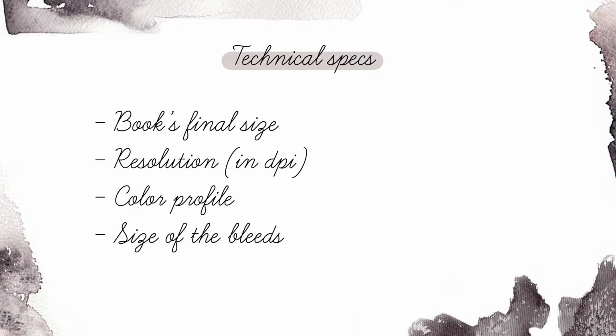Alright, let's get started. The first thing that you're gonna need to do is ask some questions to your client to figure out what the project's technical specs are. The specs vary from project to project because they depend mostly on the printing company that your client is using. You're going to want to ask the book's final size, the resolution in DPI, the color profile, and the size of the bleeds. Let's cover real quick what those mean.